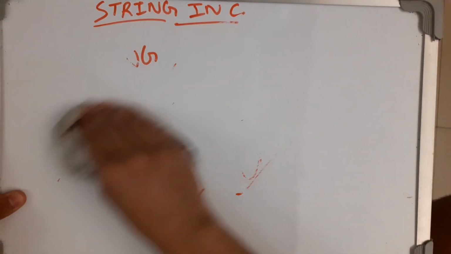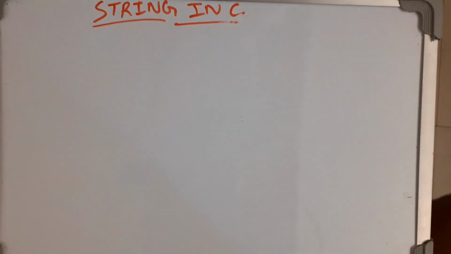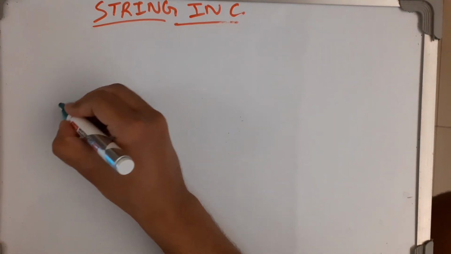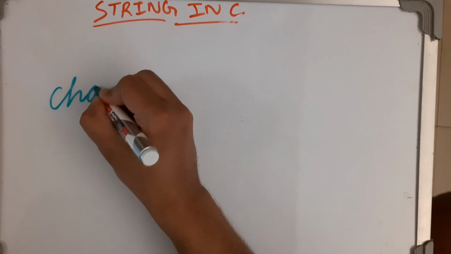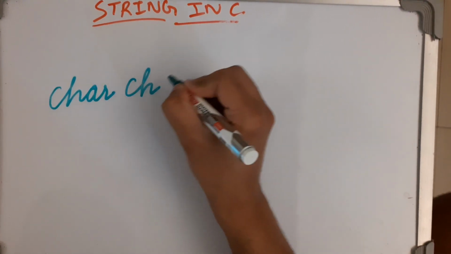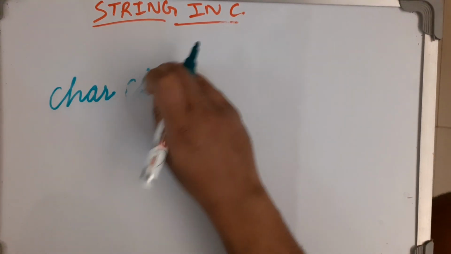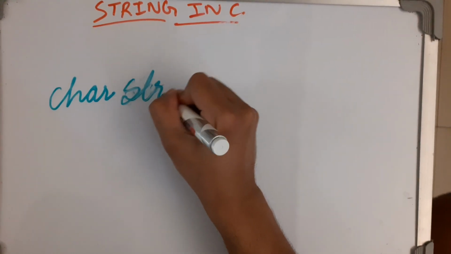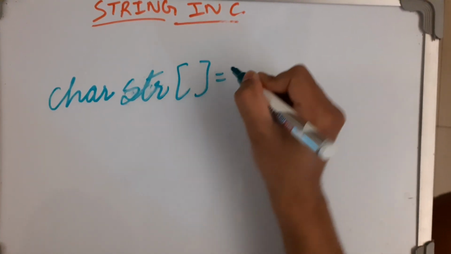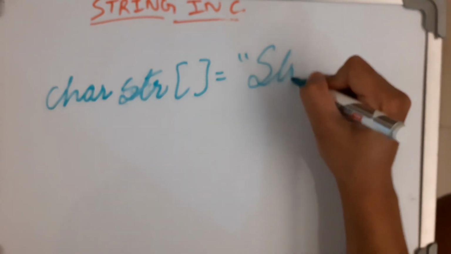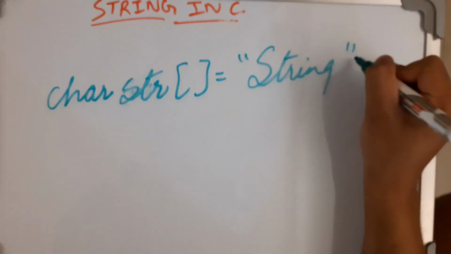So first we are going to see how to define a string. We are going to define string like char ch, or you can take str for better understanding, equals to string.